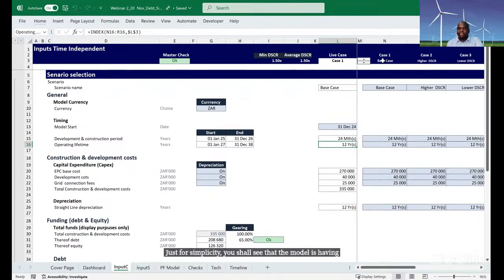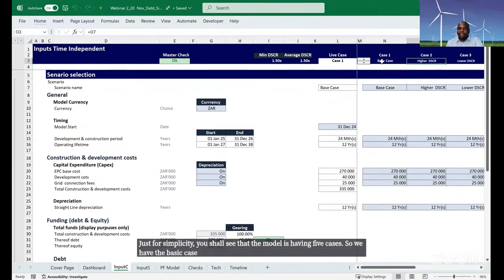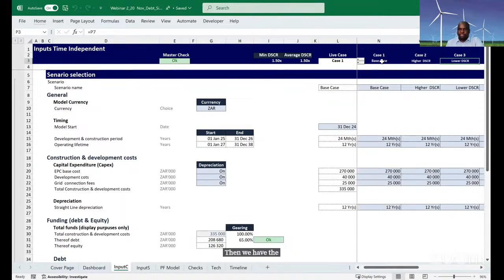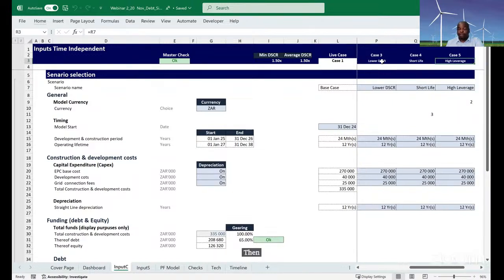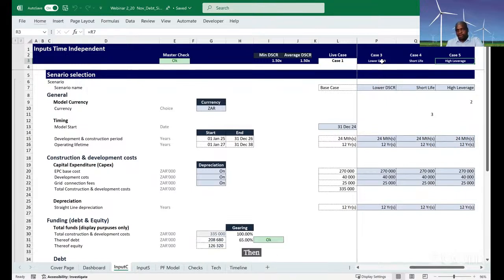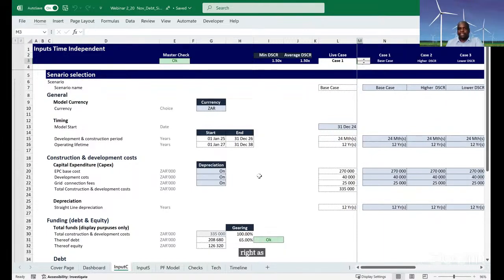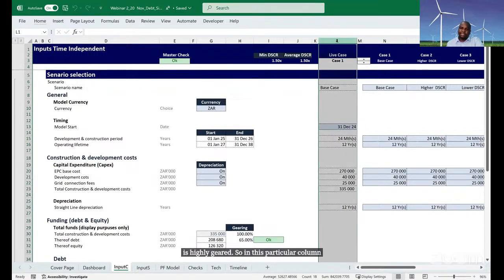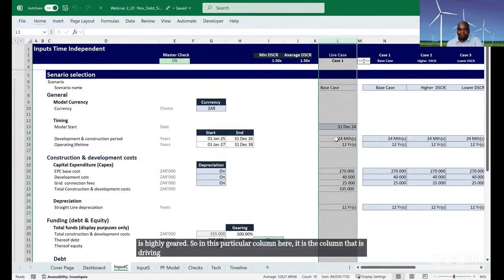So we have the basic case, then case 2, which is the higher debt service coverage ratio, then the lower case, then the short life. Short life here, I'm not talking about the project life, I'm talking about the loan tenor. Then we have a case of high leverage, right? As you all know, project finance is highly geared. So this column here is the column that is driving the model.